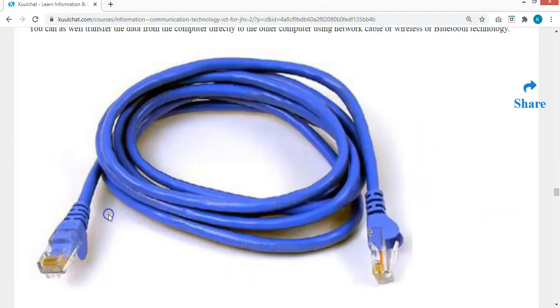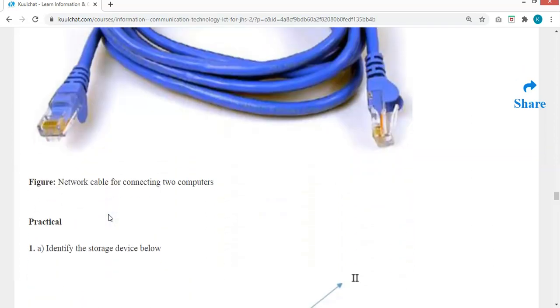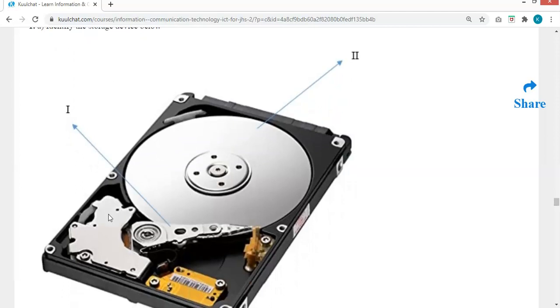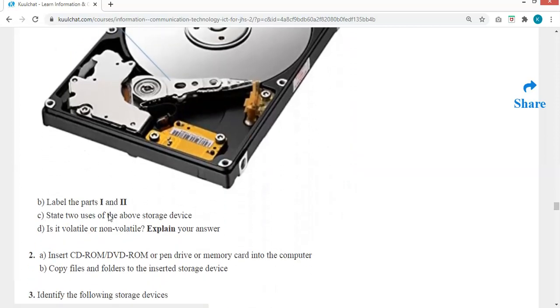So on your practicals for this week, you identify the parts of the hard drive.